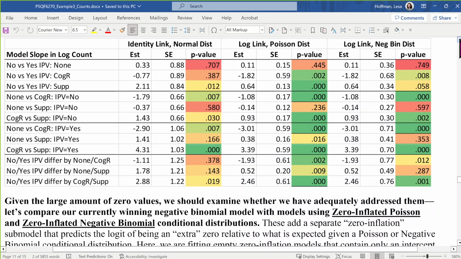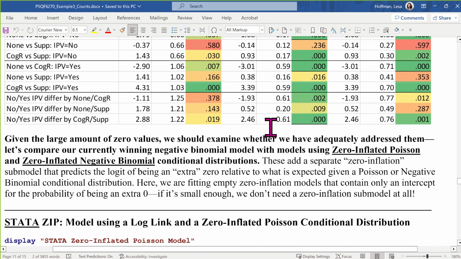So the story had a happy ending because the negative binomial fit well. If it didn't, I would have had to have kept going. So I have two more models to show you, but not quite yet because I haven't described what they are.